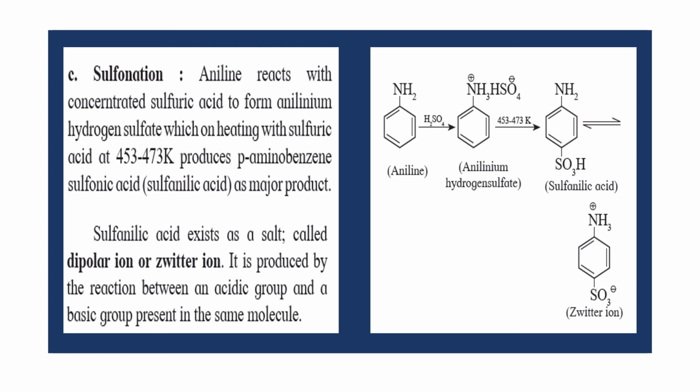This sulfanilic acid can exist as a salt, so it is called a dipolar ion. You can see polarity on both the ends. It is otherwise called a zwitter ion. It is produced by the reaction between the acidic group and basic group present in the same molecule. Here in sulfanilic acid, this is the acidic group and this is the basic group. So the reaction between the SO3H and NH2 group will produce this zwitter ion or dipolar ion.